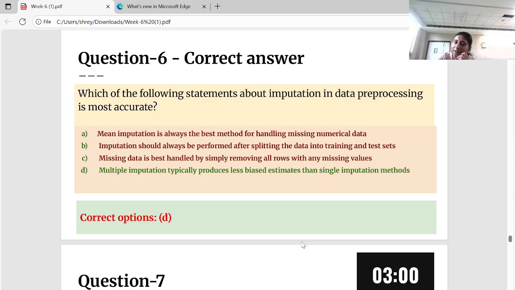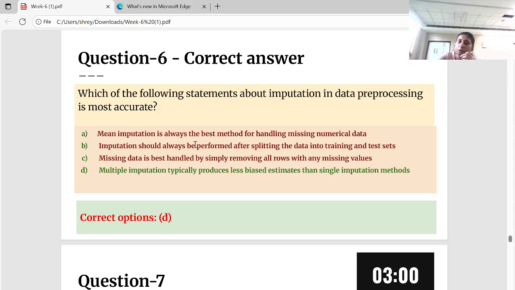The very first imputation is to remove all the missing values. Second is to take the average, the common thing. Okay, so they are asking which of the following statements about imputation in data pre-processing is more accurate. The first statement is: mean imputation is always the best method for handling missing numerical data. No, it is not, because sometimes the mean is prone to outliers.